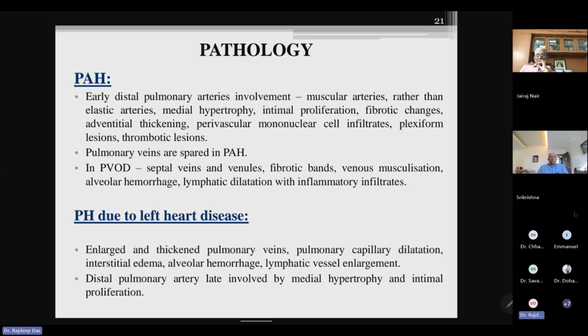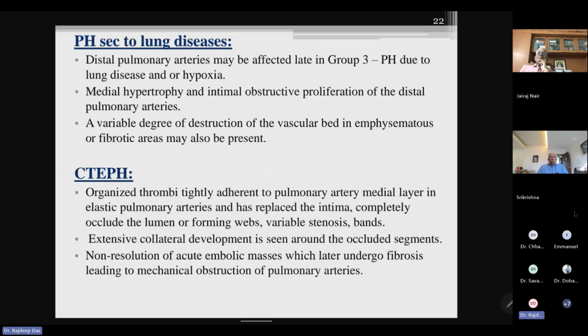In pulmonary hypertension due to left heart disease, there are enlarged and thickened pulmonary veins, pulmonary capillary dilatation, interstitial edema, alveolar hemorrhage, and lymphatic vessel enlargement. Distal pulmonary arteries are involved late, by medial hypertrophy and intimal proliferation. Pulmonary hypertension secondary to lung disease: distal pulmonary arteries may be affected late in group 3. In pulmonary hypertension due to lung disease or hypoxia, medial hypertrophy and intimal obstructive proliferation of the distal pulmonary arteries are the features.